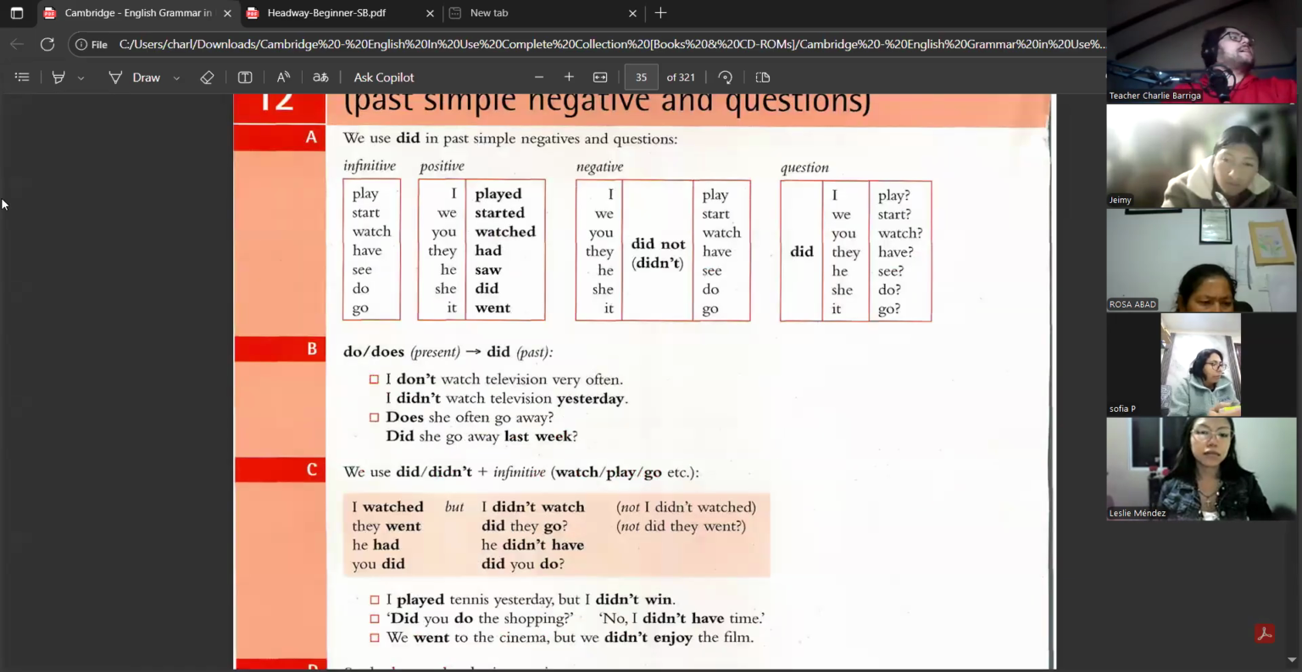Remember that in past simple positive, what happens? We have the verb in past, regular or irregular, right? I, we, you, they, for all of them is the same. So, for example, I played, we started, you watched, they had, we saw, she did, it went, whatever, right?